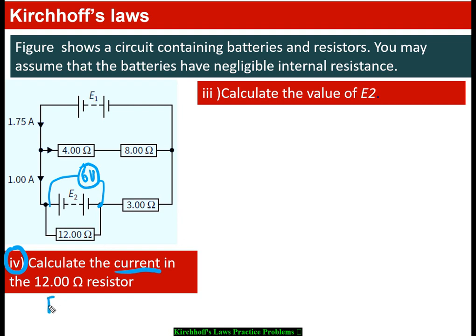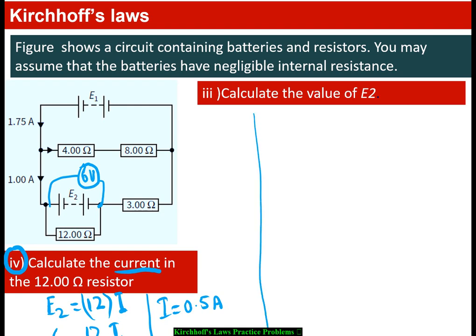So we can simply say that E2 has to be equal to 12 times I. As we know, E2 is equal to 6 and the resistance is 12. So we can find the value of I. So I in this case will be equal to 0.5 amps. So this is how we can answer, but let's also try to use Kirchhoff's second law as well.